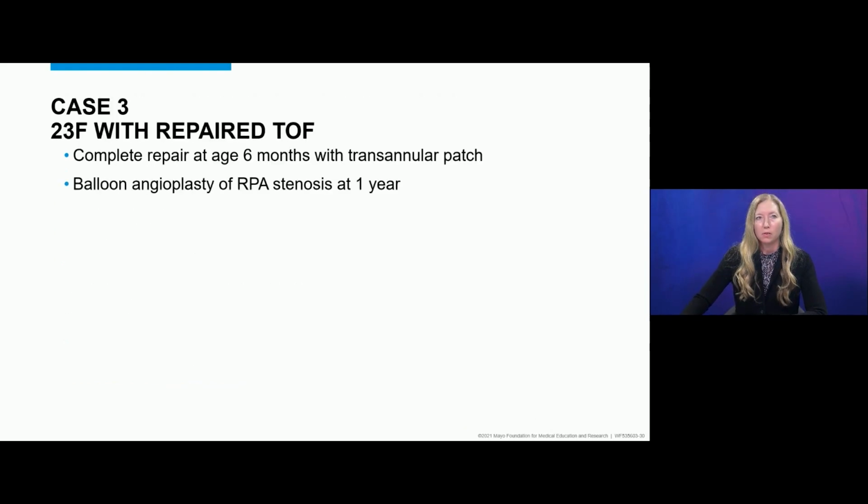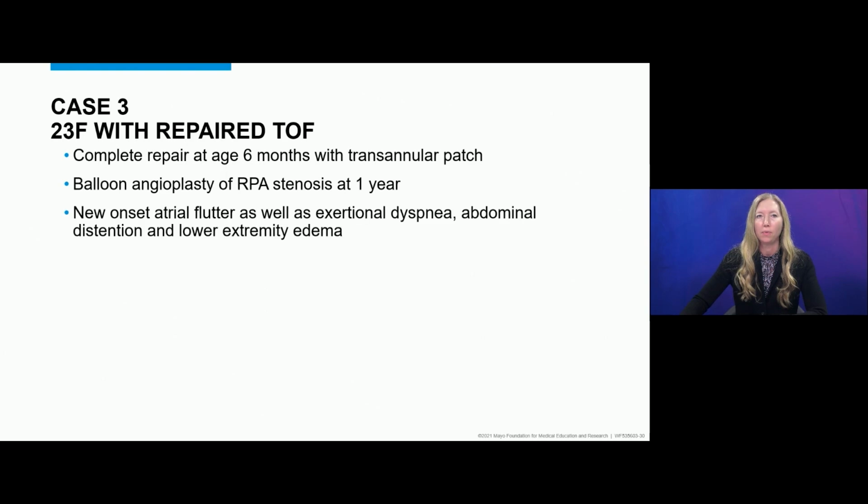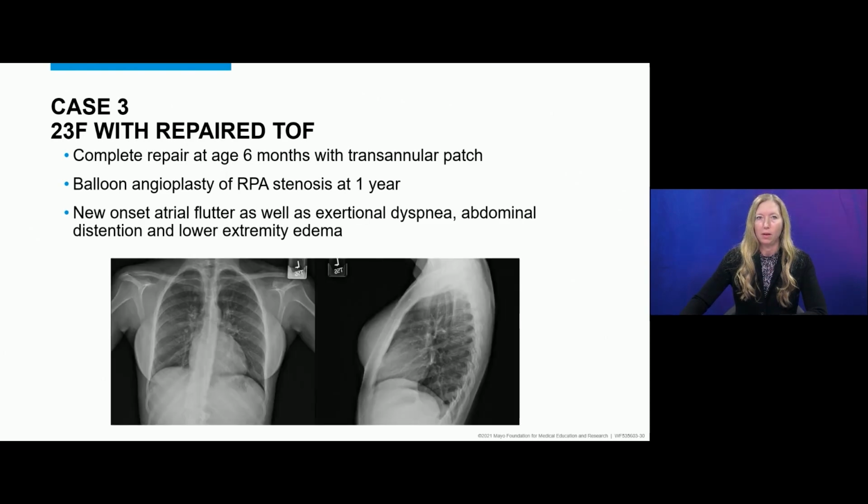Now let's switch gears and talk about a 23-year-old woman with repaired tetralogy of Fallot. So she had complete repair when she was 6 months old with a transannular patch, and then she had a subsequent balloon angioplasty at 1 year of age. She now presents with atrial flutter and symptoms of right-sided heart failure.